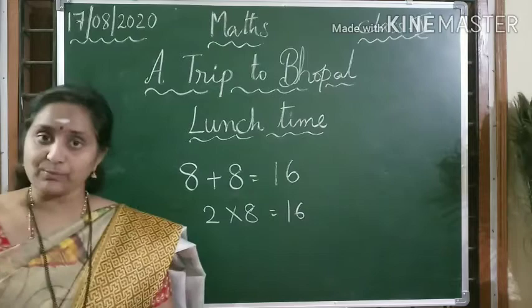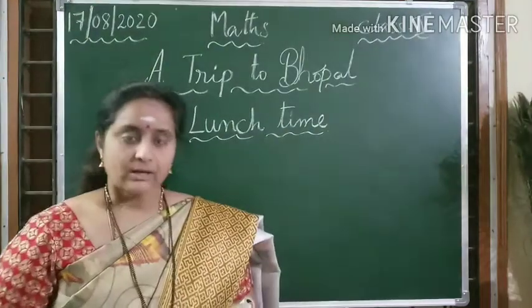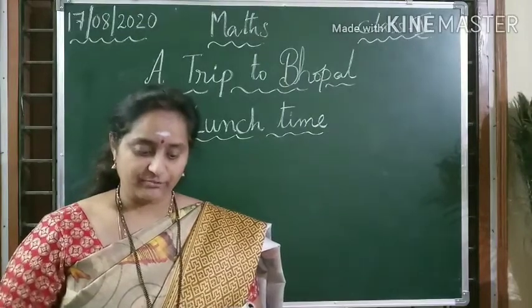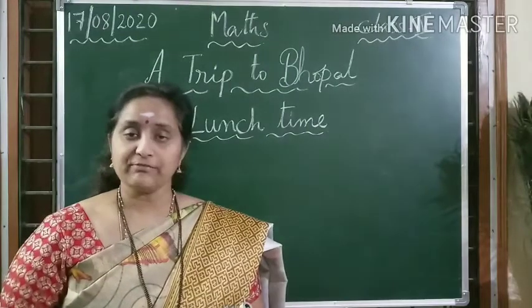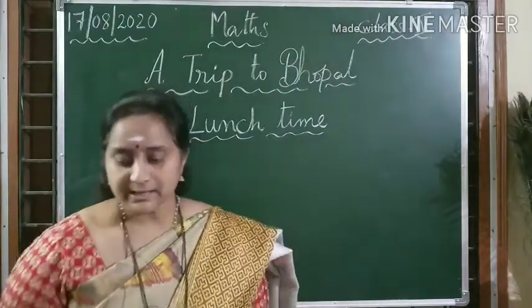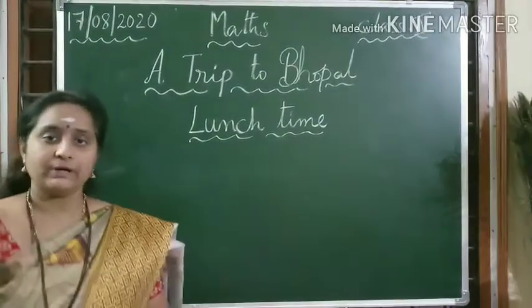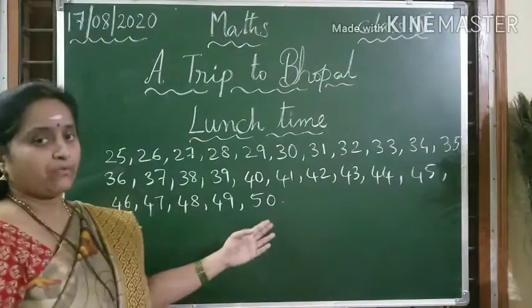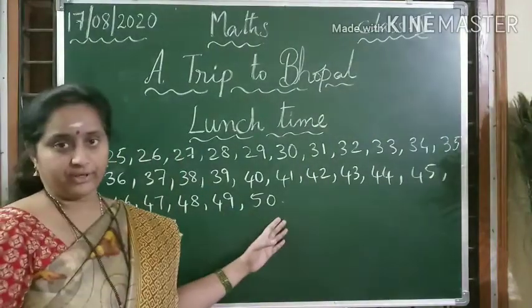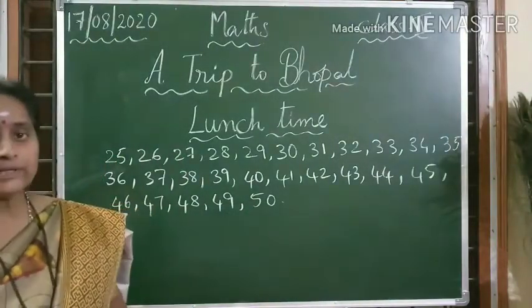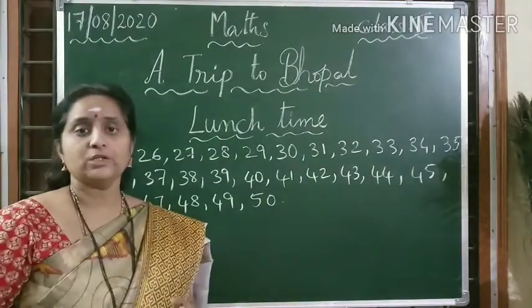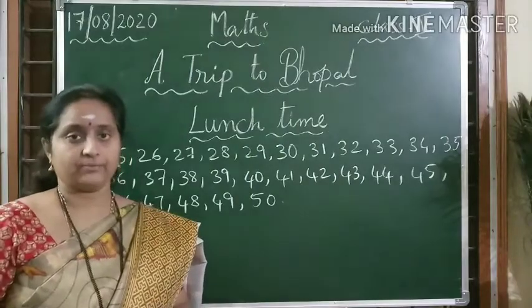Now let us see one more puzzle. Think of a number which can be divided by 2, 3 and 5 and comes between 25 and 50. Children, let us see the numbers between 25 and 50. These are the numbers we have between 25 and 50. Children, now we need to check the numbers which are divisible by 2, 3 and 5.